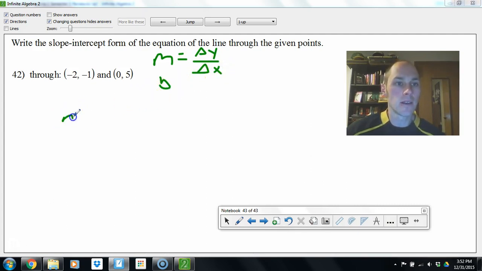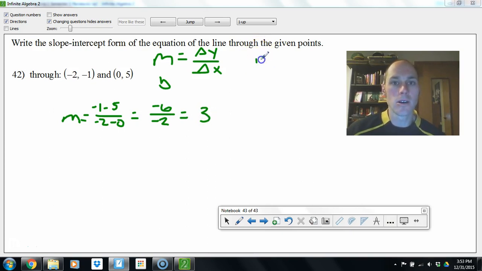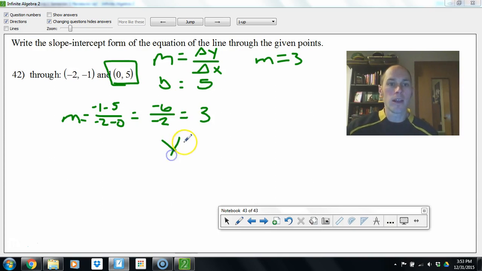So in order to find my slope here, I'm going to take my y values, -1, -5, and subtract the x values on the bottom, -2 minus 0. And that's going to give me -6 over -2. Divide the 2 and reduce, and I've got 3. So my slope is 3. Just got to find my y-intercept. My y-intercept is when x is 0, so actually I don't need to do much work here. My y-intercept is 5. So I can rewrite my equation y equals 3x plus 5.